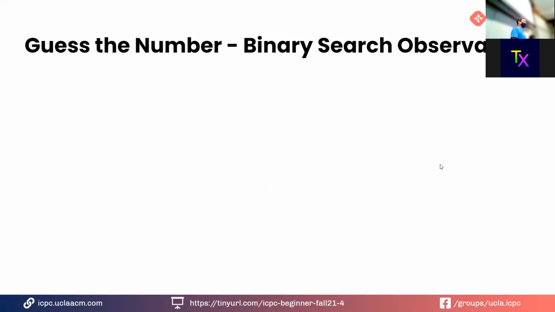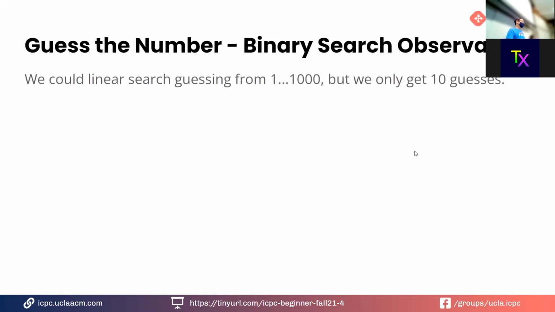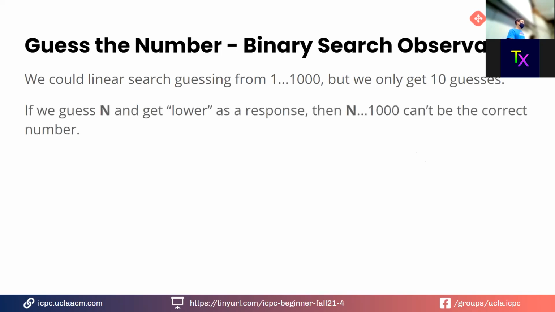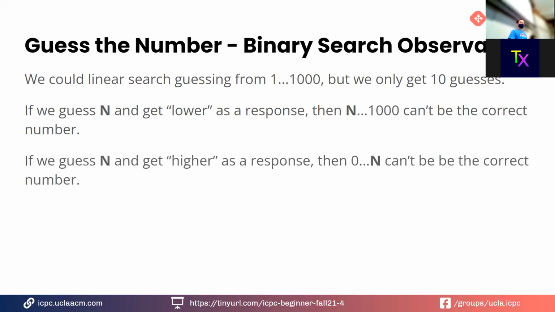And so the solution to this problem is essentially, no surprise, binary search. We could do linear search guessing from 1 to 1,000, but we only get 10 guesses, so it's not going to work for most cases. We can make the observation, though, that if we guess n and get lower as a response, then all numbers n up to 1,000 can't be the correct answer. If we guess n and we get higher as a response, then 0 all the way up to n can't be the correct answer.